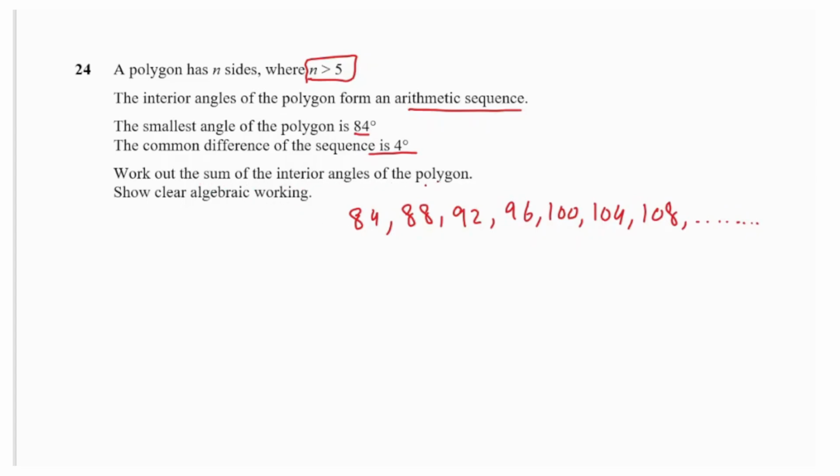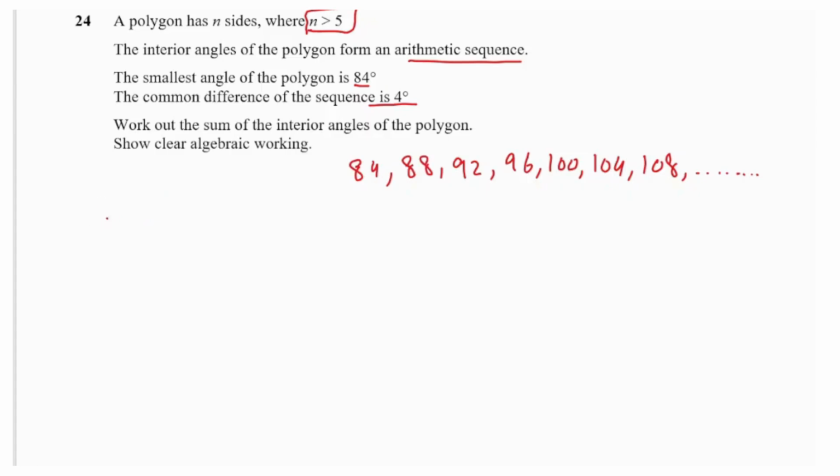So there are two things involved: we're talking about the polygon and we're talking about the arithmetic sequence. We're going to split this question in two steps as well. What's the formula for the arithmetic sequence? Let's find out the a value first. The a value is 84 and the d value is 4. The common difference is 4 and the first term is 84.